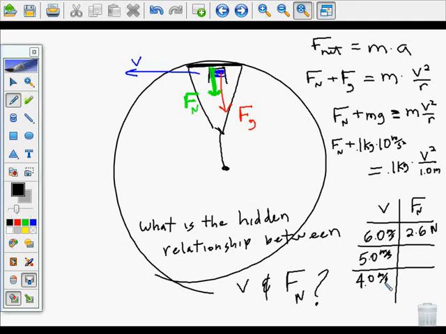Did you get to the 5? Okay, what did the normal force come out to be when the velocity was 5 meters per second? 1.5? Okay, and Mike, what was it when it was 4 meters per second? 6.